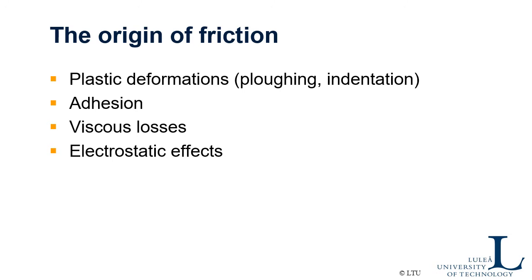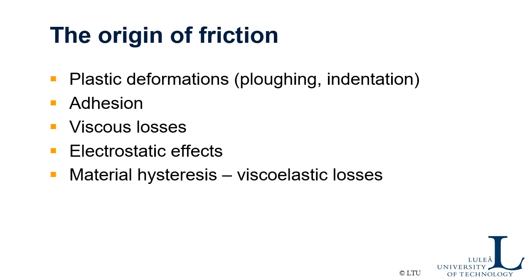Electrostatic effects could also occur if you have one surface charged in one way and another surface charged in a different way. They will create some attraction between each other, and that may cause some friction. Normally in engineering applications it's not a big problem, so I will not bring it up at all here. But I will discuss the material hysteresis, which is due to viscoelastic losses.